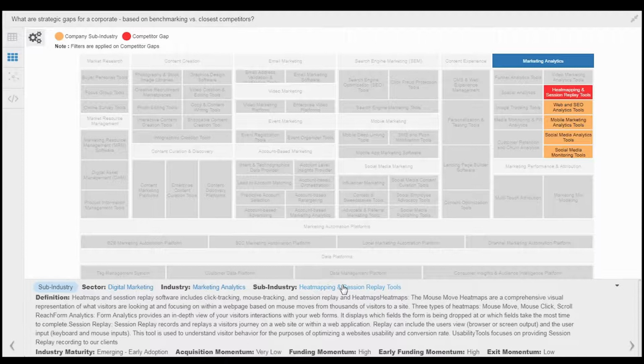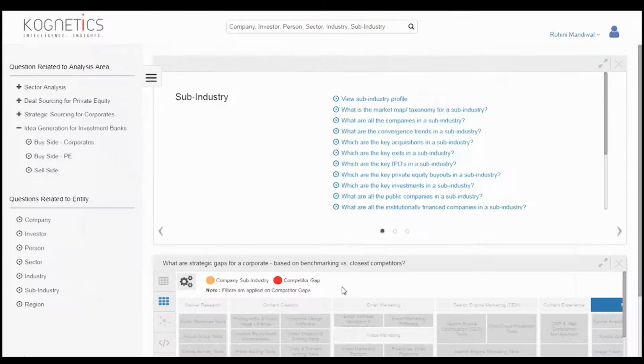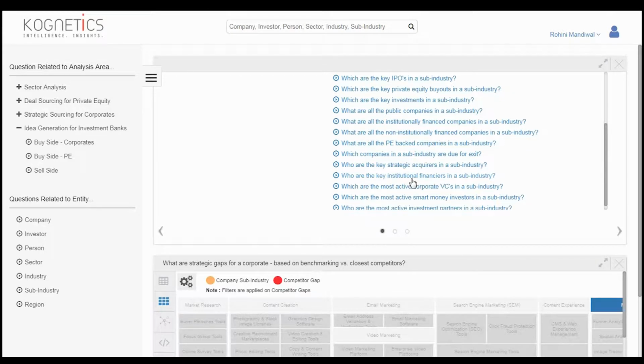By clicking on the segment, you can see a brief summary of the segment, and you can further drill into specific questions about the industry, including identifying companies in that space. Click on heat mapping and session replay tools, and you can see a brief sub-industry profile and also go through questions to see all the relevant questions about this industry, like key acquisitions, exits, PE-backed companies, institutional financiers, and much more.